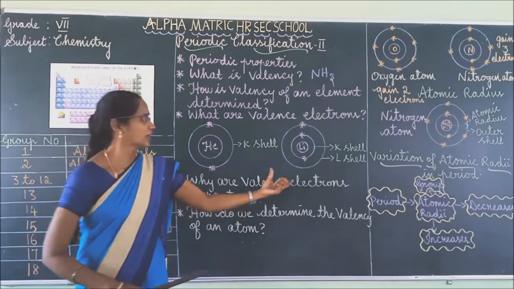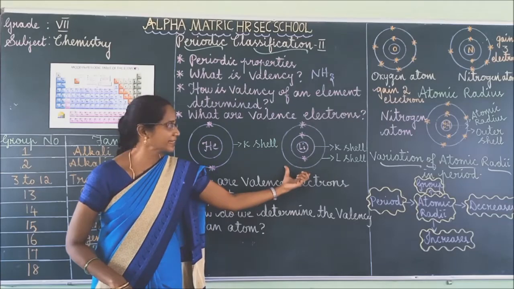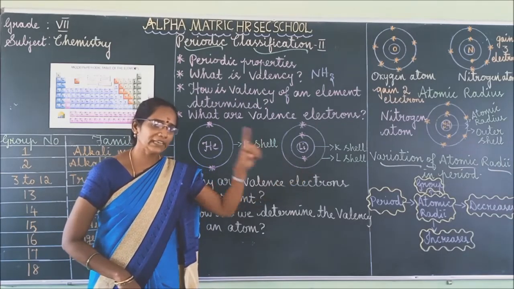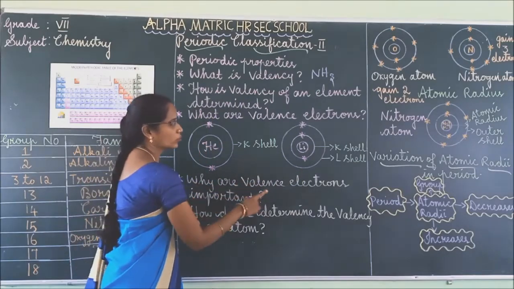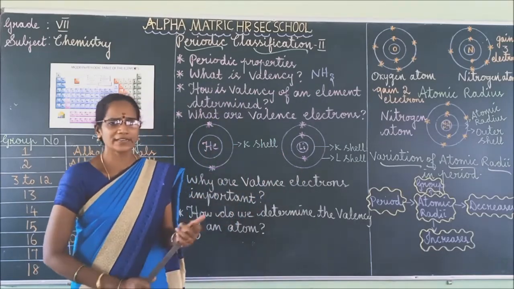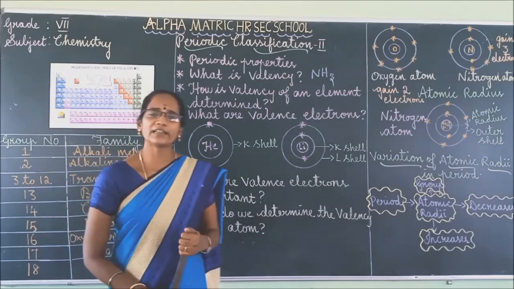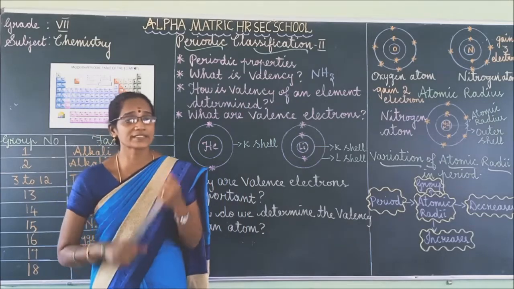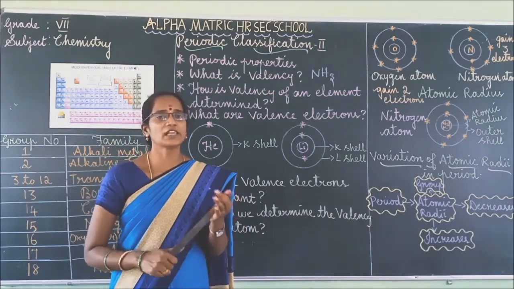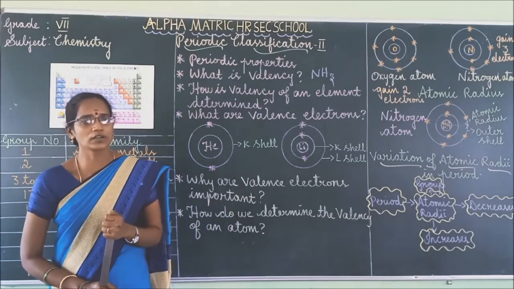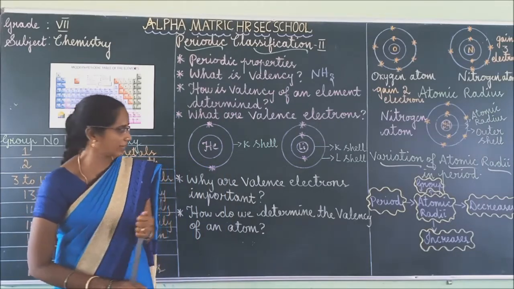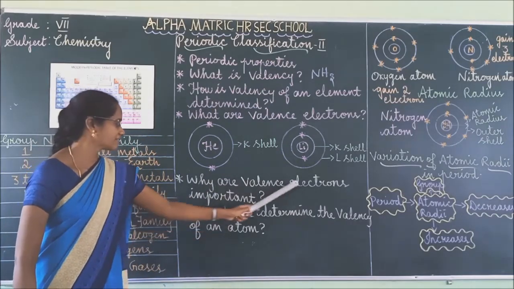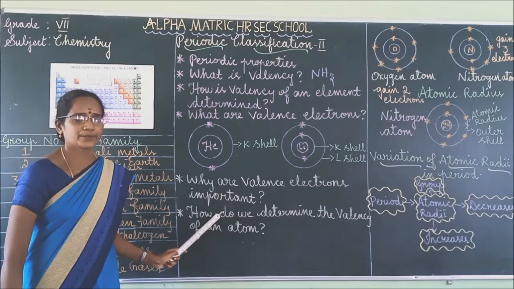So how many valence electrons are present in the lithium atom? The number of valence electrons present in the lithium atom is 1, because in the outermost orbit 1 electron is present, isn't it? So what do you mean by valence electrons? Valence electrons means the electrons which are present at the outermost shell of an atom. Got it? Right. Next we can move to why valence electrons are important.